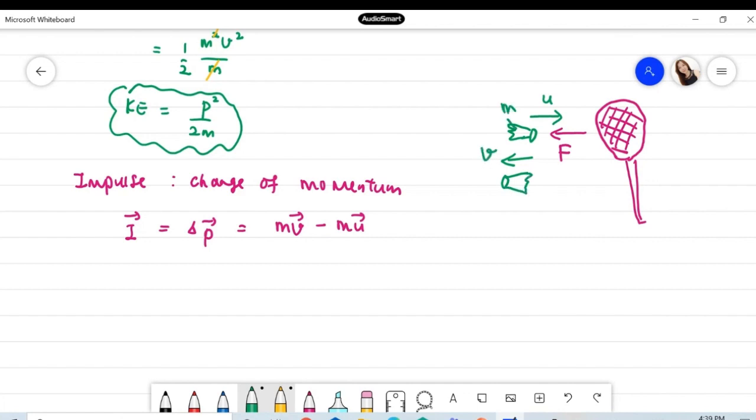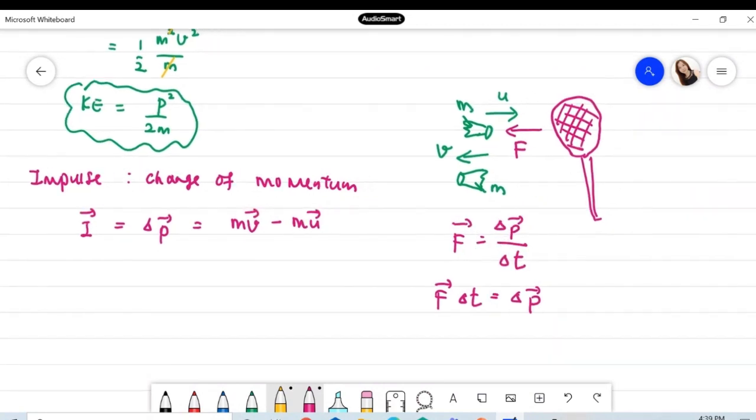Okay, m cannot change, m is constant. In order for you to change the momentum of this shuttlecock, you have to apply a force to it, and therefore the force that you apply is used to change the momentum, right? The rate at which you change the momentum is called force, right? Or in other words, the product of force and time is equal to the change of momentum. The first expression is also referred to as Newton's law. Okay, Newton's second law says that the force is the rate of change of momentum.